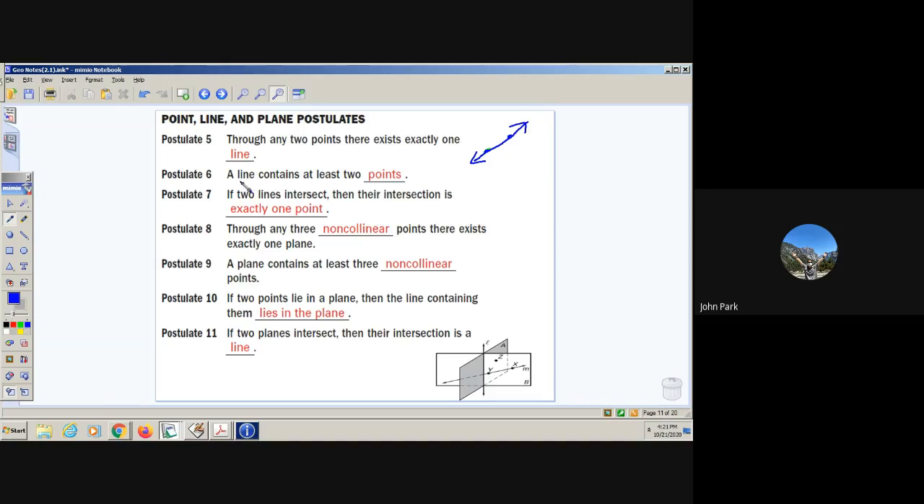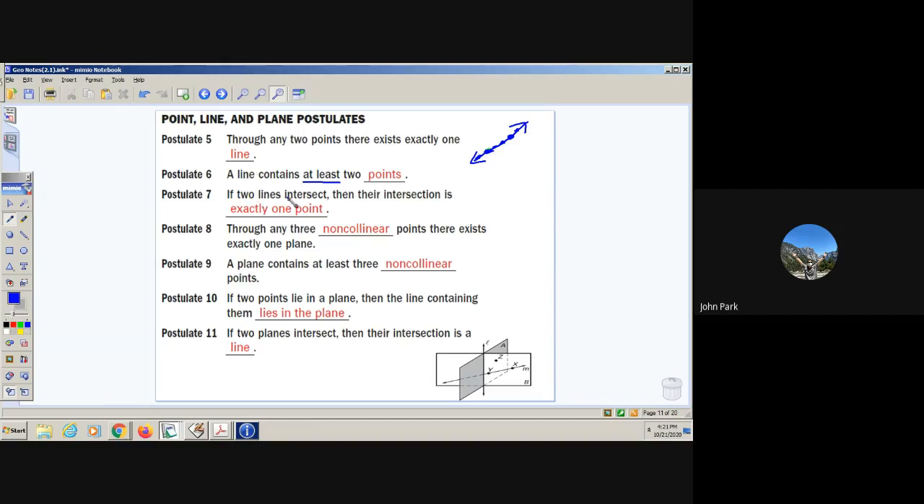Now, postulate 6 is saying something similar, but in a slightly different way. It says a line contains at least 2 points. So we had 2 points right here, and that's what makes that line. But it's at least 2 points, because there are infinitely many points along that line. So it's at least 2 points to make it a line, but there are infinitely many points.